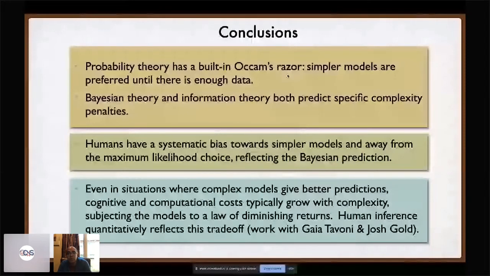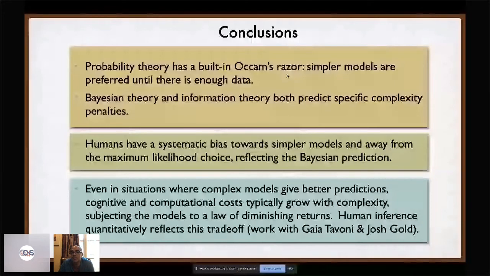Now, there's one more thing that we talked about at the very beginning: even if the more complex models give better predictions, there may be reasons why you don't want to use them. Basically, because the cognitive and computational costs grow too rapidly, creating some sort of law of diminishing returns. So we have a bunch of results on that too. There's some joint work with Gaia Tavoni, who's going to become an assistant professor at Washington University in St. Louis this fall, and Josh Gold about this. And we have a bunch of data on human inference quantitatively reflecting that trade-off between the algorithmic complexity of implementing and running a model, as opposed to the accuracy.